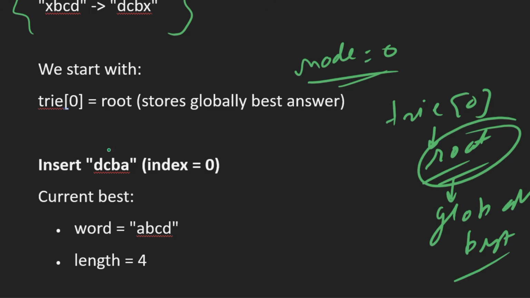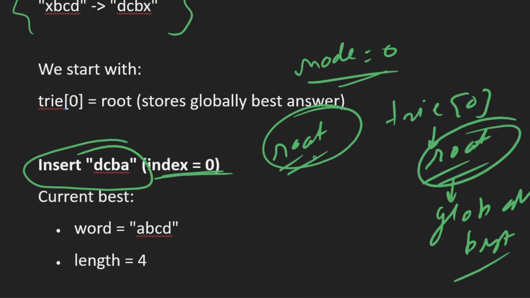Then the next thing we need to do is insert dcba, whose index value is 0. So we go to the root node. At the root node till now there is nothing, right?